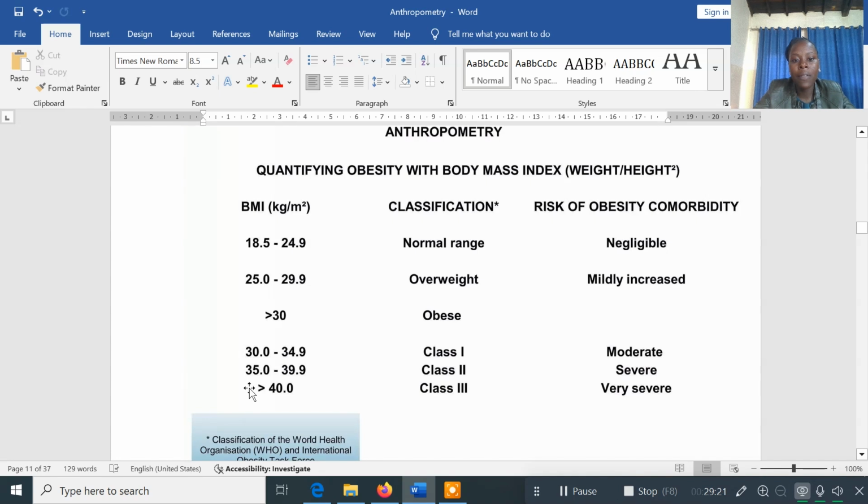But if someone is between 35.0 and 39.9, that person is in class 2 obesity, and that is a severe form. Then if a person has a BMI greater than 40.0, that person is in class 3, which is a very severe class of obesity. Those are the ranges according to WHO and the International Obesity Task Force.